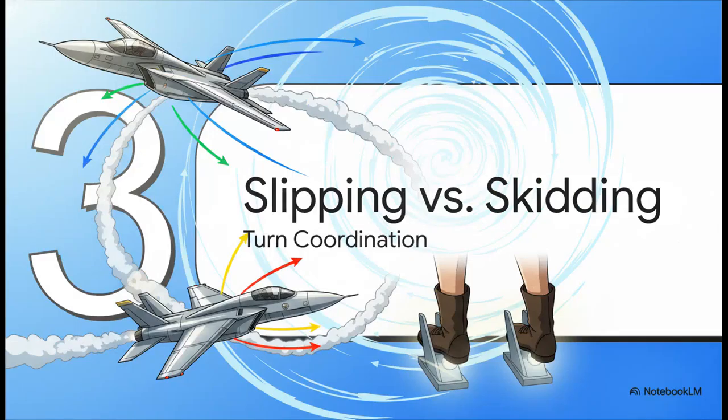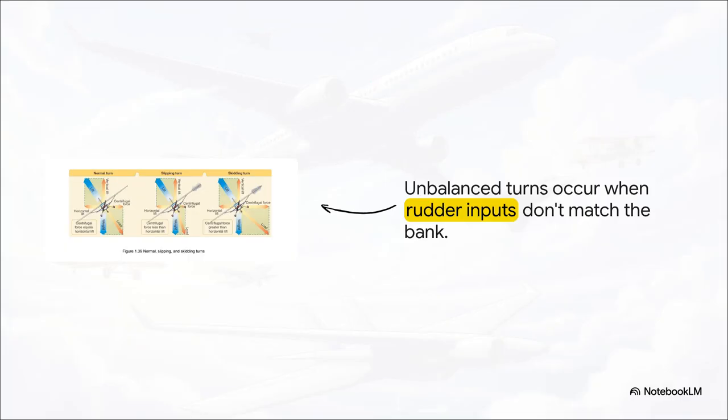Which brings us to Section 3, slipping versus skidding. We've all heard our instructors yelling, "Step on the ball," right? Well, let's look at the actual aerodynamics of why coordination matters so much. You really want to mentally bookmark this concept for your exam because it perfectly breaks down that critical imbalance between centrifugal force and the horizontal component of lift. In a perfectly coordinated turn, these two forces are locked in a dead tie. The horizontal lift pulling you in perfectly matches the horizontal force pushing you out. But the second your rudder inputs don't match your bank angle, one of those forces is going to take over.